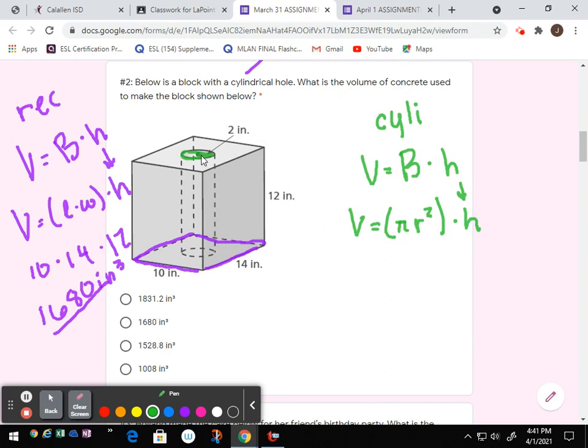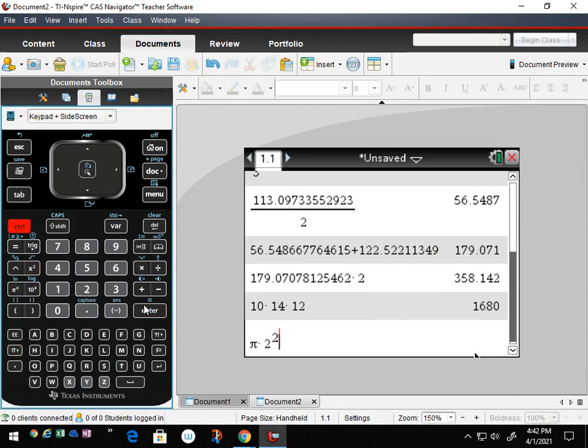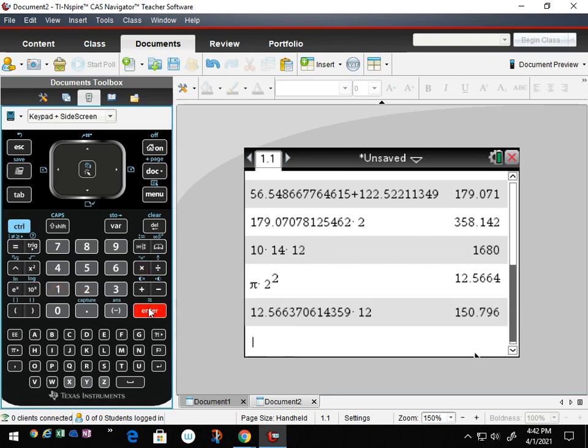As we can see, we have this line right here that goes halfway into the circle, pointing to 2. So 2 is our radius, and our height for the cylinder goes from the top all the way down to the bottom, which is the same length as our prism, which is 12. So now we have pi times 2 squared times 12. When we plug that into the calculator, we have pi times 2 squared, and we're going to multiply it by 12. We get 150.8 tenths.